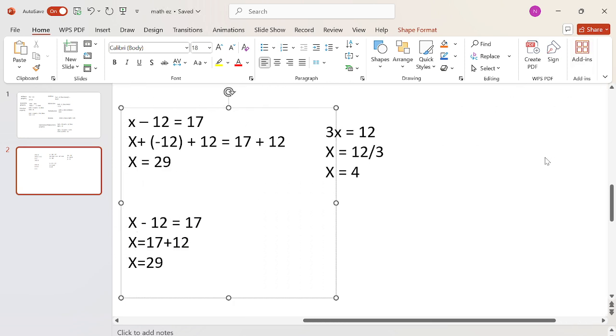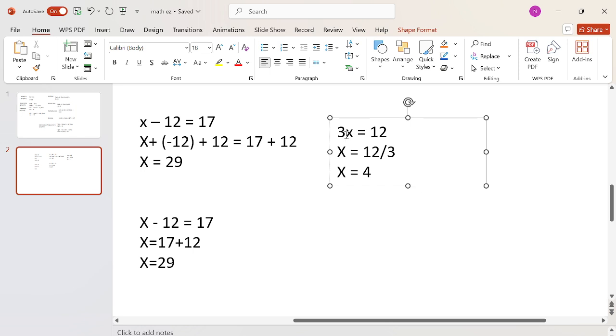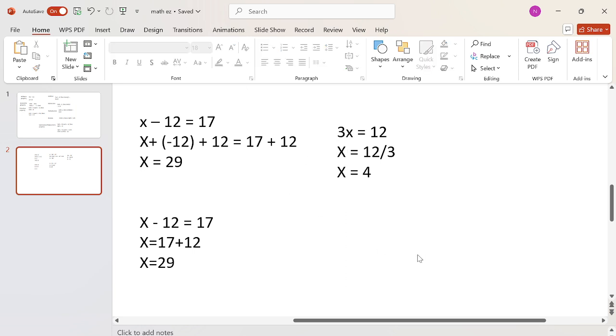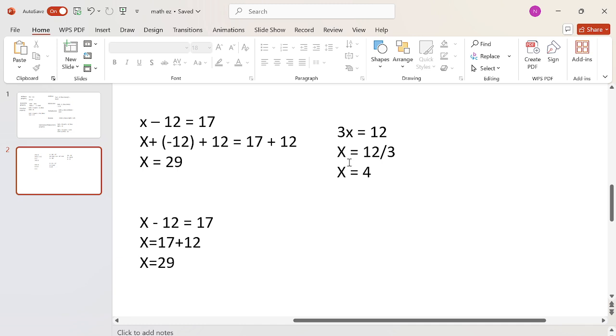So here, this is our last equation. So 3 times x equals 12. By the way, remember that if there's no sign in between, it's multiplication. So 3x is also 3 times x. So to find x, you should transpose 3. Remember, we should eliminate every number that is not x.